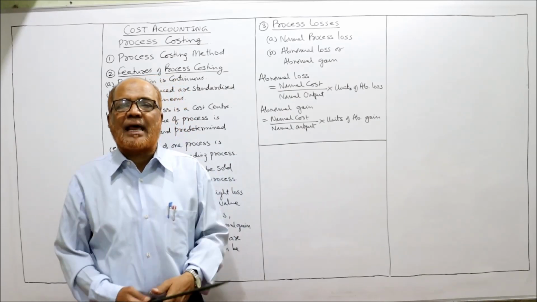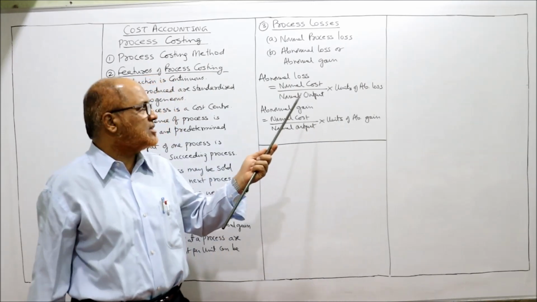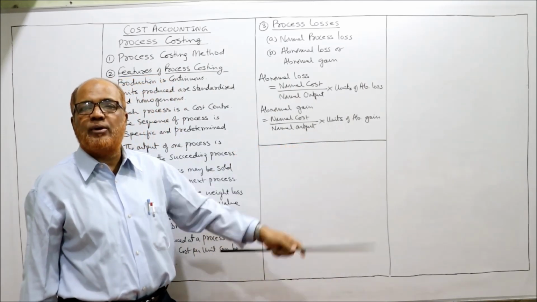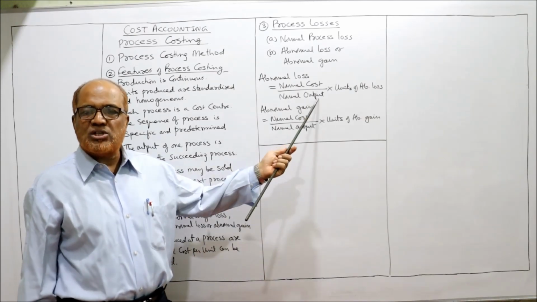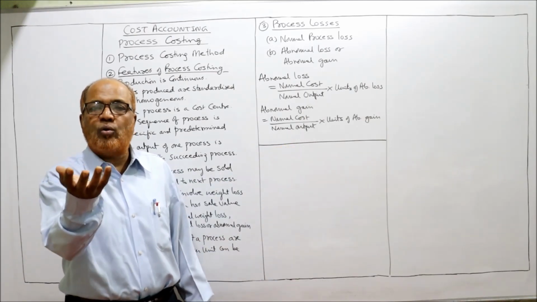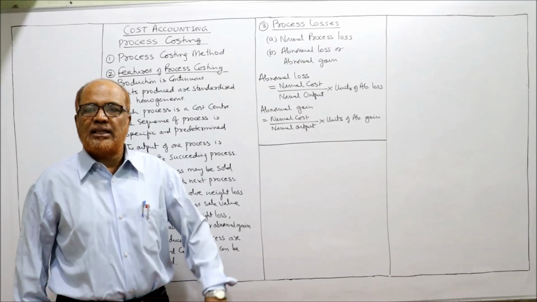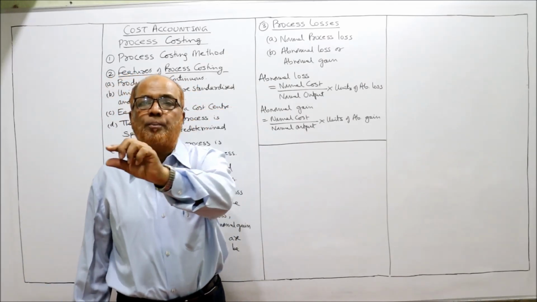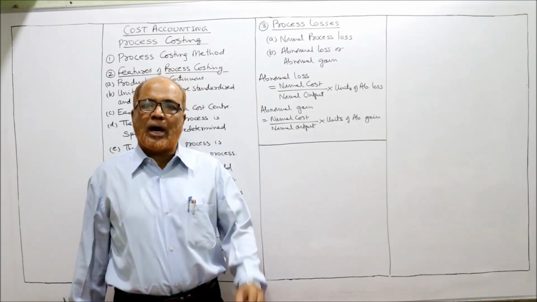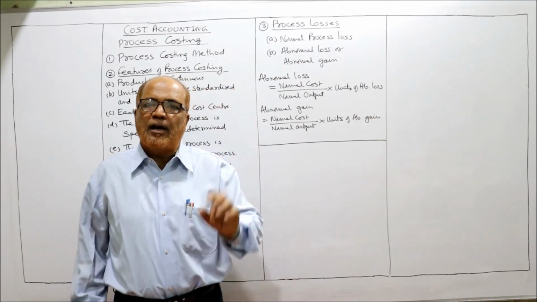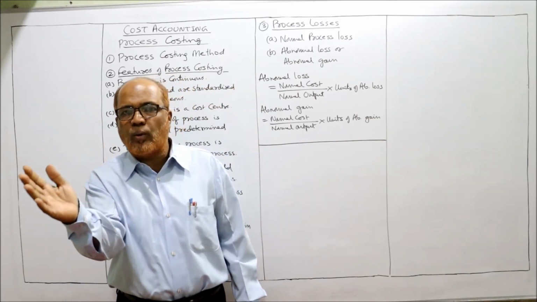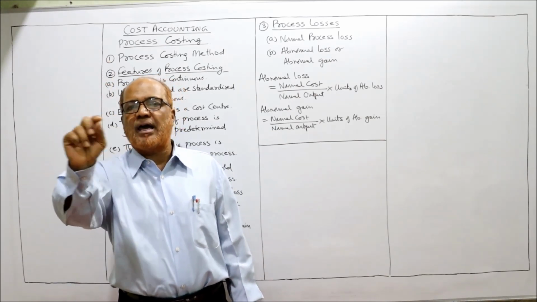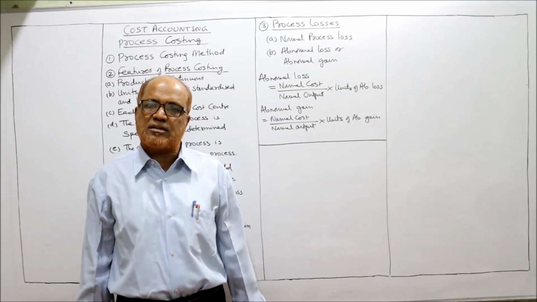The formula to calculate the value of abnormal loss is normal cost by normal output into units of abnormal loss. By using this formula, we can get the value of abnormal loss. The entry for abnormal loss is abnormal loss account debit to process account. So abnormal loss account will be debited and process account will be credited. So in the process account credit side, by abnormal loss we will take, right?